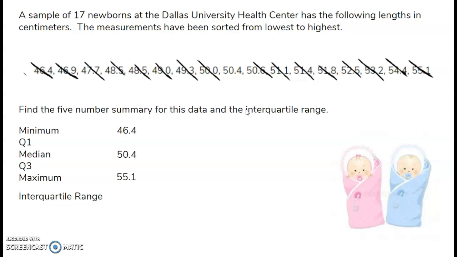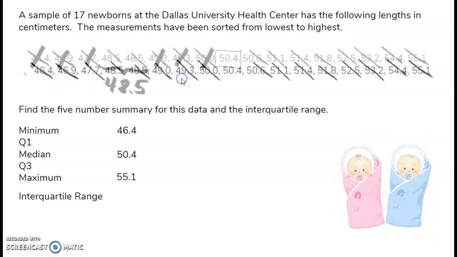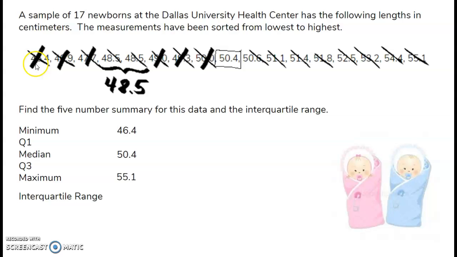Now I'm going to find quartile 1, and quartile 1 is going to be the median of these numbers over here on the left side. So again, I'm going to cross off the 46.4, and then the 50, and then again, and you're going to continue to repeat that just on this half, the lower half to the left of the median. Here's my median with the box around it.